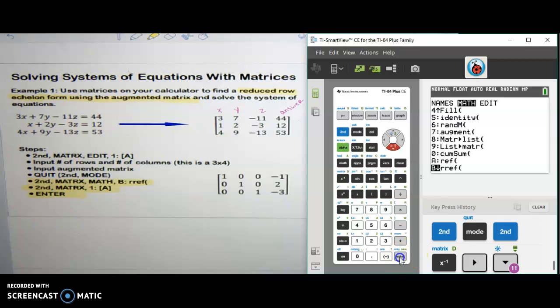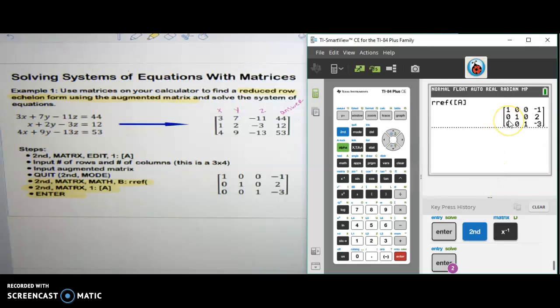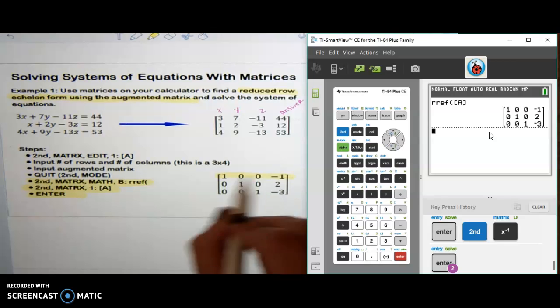Okay, so you're going to pick B. Then you're going to hit second matrix again, and we want to choose the matrix that we typed it into. So we want to choose this. So just hit enter, and now it should say RREF A. Then you can hit enter. And it is going to give you this matrix. Now this matrix should look like the one that's over here.